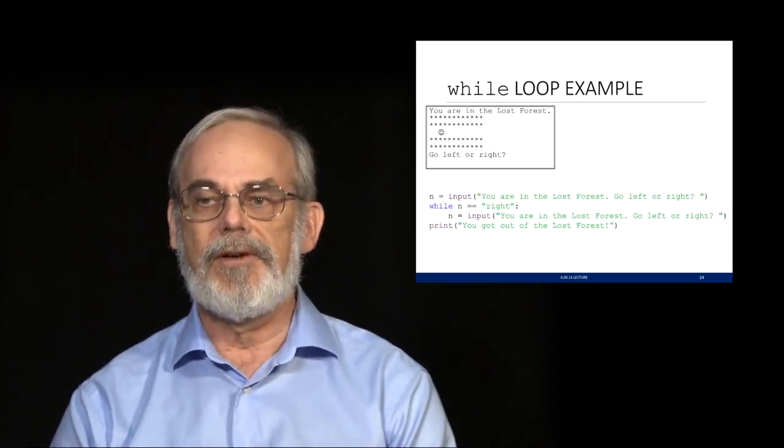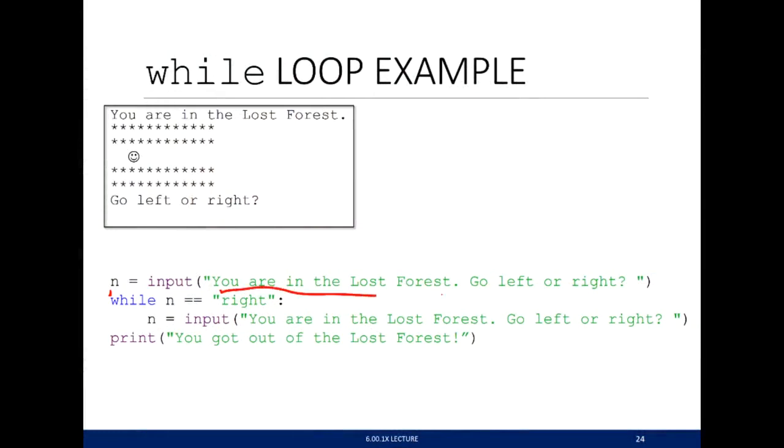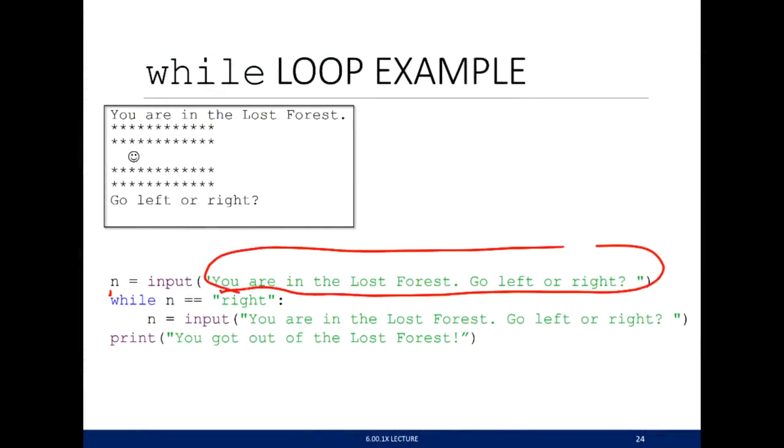Here's a nice little piece of code that will do that for me. The first one says, input based on this prompt, an instruction, left or right. So n is going to be either the word left or the word right. Notice what the while loop says. It says, if n is equal to the string right, then I'm going to execute this block of code, which simply again says, you're in the lost forest, go left or right.